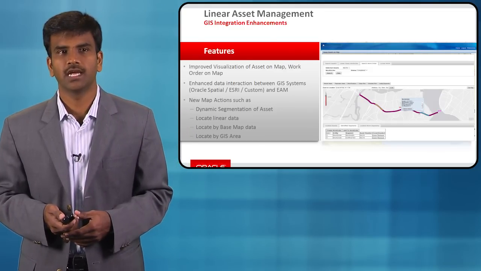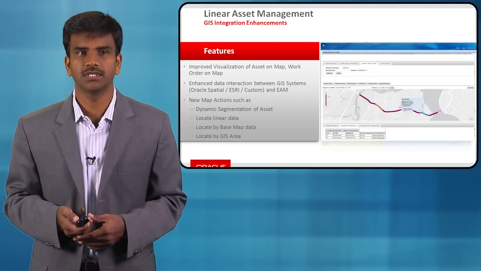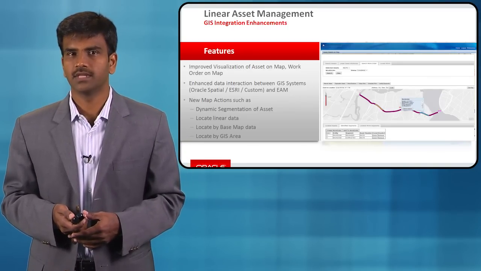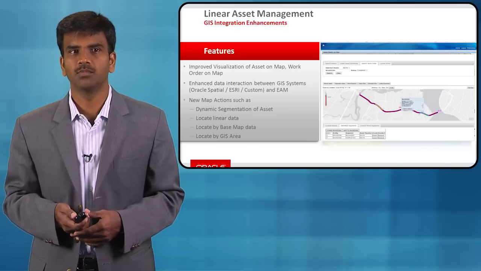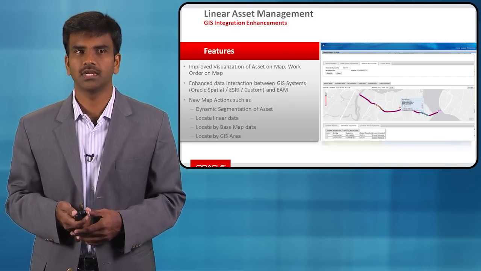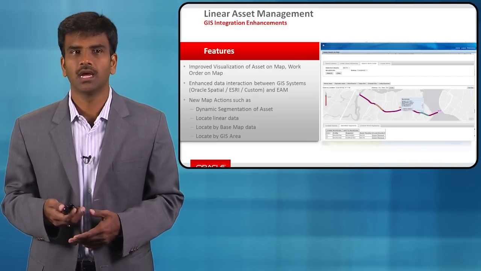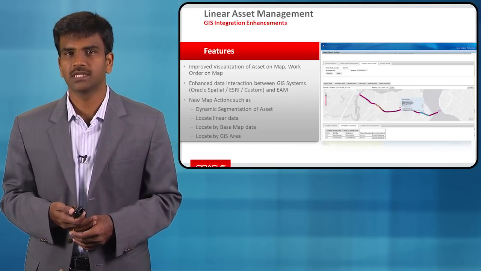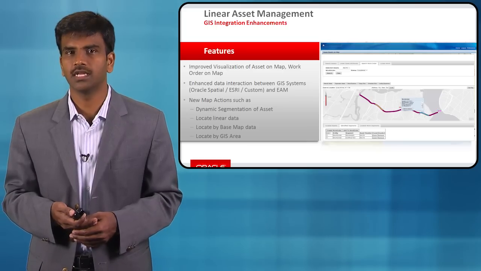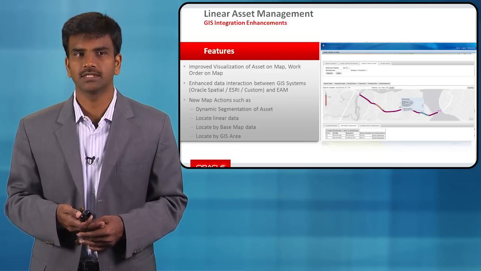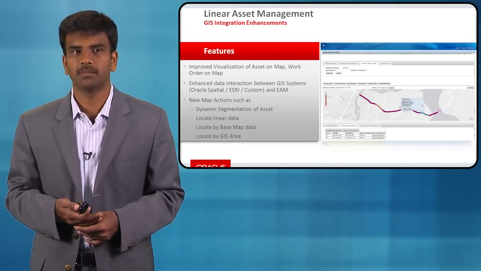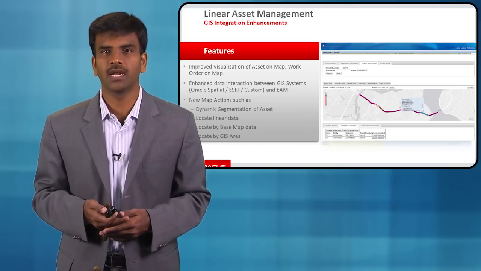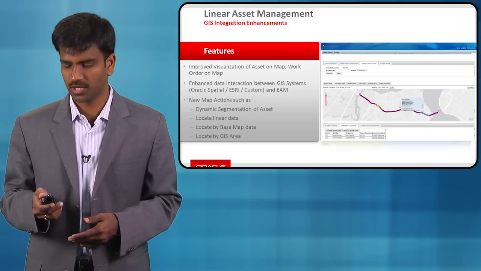On the GIS integration enhancements, we are going to have improved visualization on the map, both for assets as well as for the work orders. And there is going to be a data interaction improvement between GIS systems like Oracle Spatial, Esri, or any custom GIS application and the EAM system. And also we will be supporting new map actions such as dynamic segmentation of assets, locating the linear data on the asset along with the linear assets, locating the base map data, and locating the GIS area on the map. So these are the different map related new actions that are going to be supported as part of this feature.